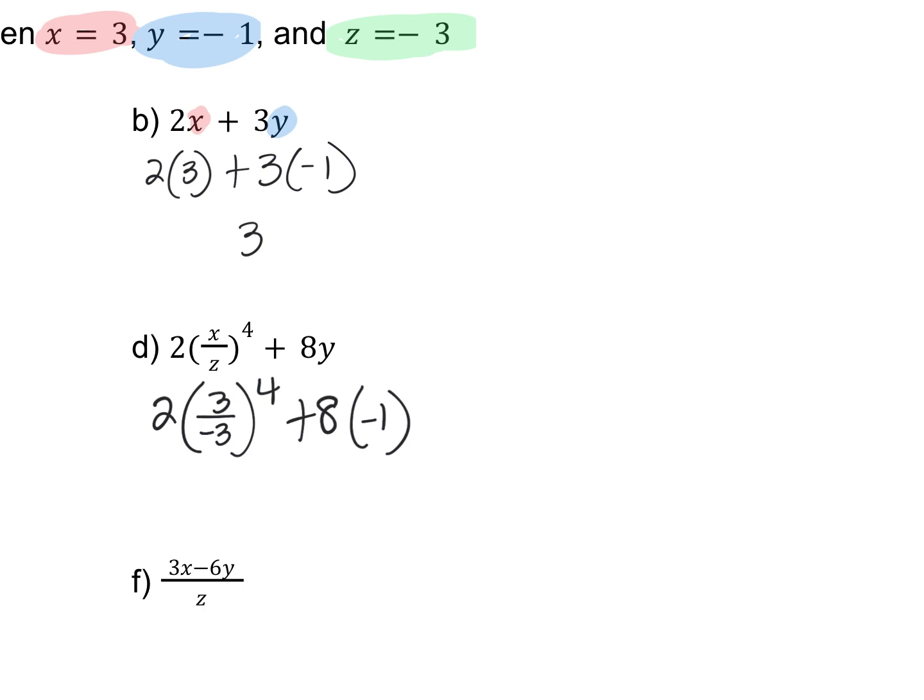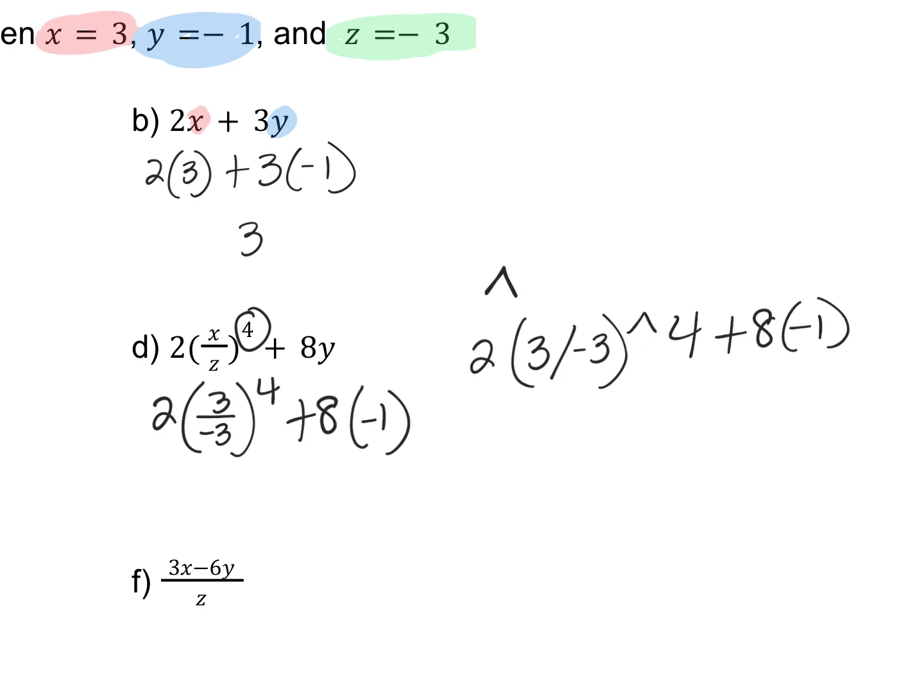If you missed the last video for whatever reason, how you do an exponent is there's a caret button. It looks like an up arrow. Caret is the one that you do for exponents larger than 2. So the whole thing typed in is 2 parentheses, 3 divided by -3, parentheses, caret 4 plus 8 parentheses -1. Type that in your calculator and see what you get. I'm getting -6. So -6 is the answer.